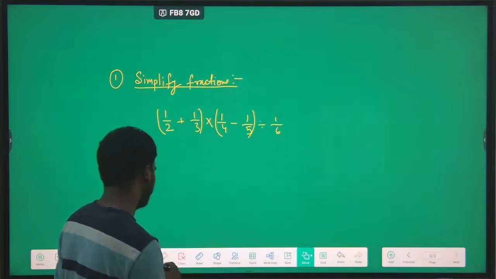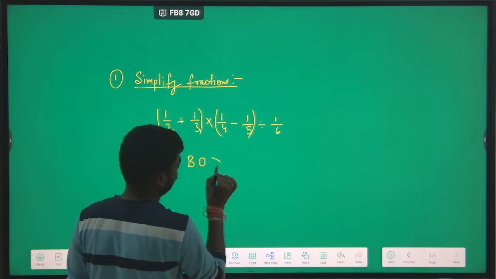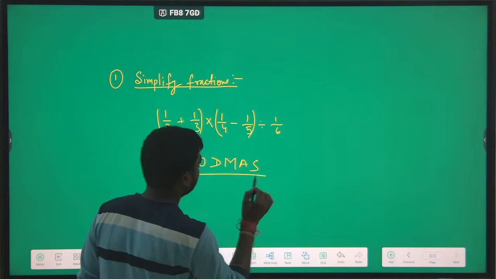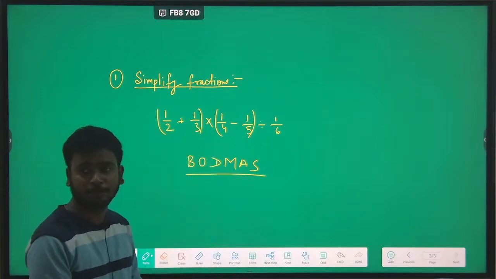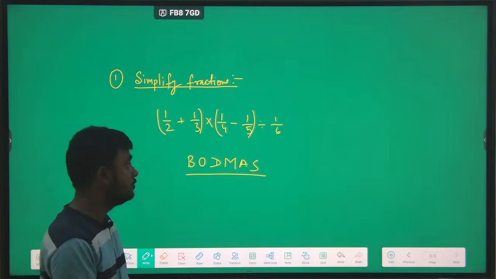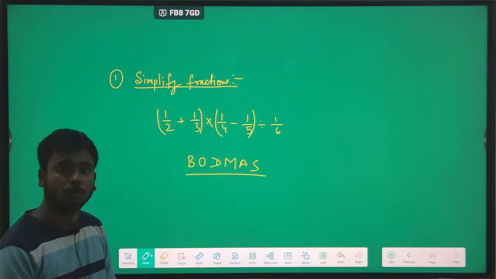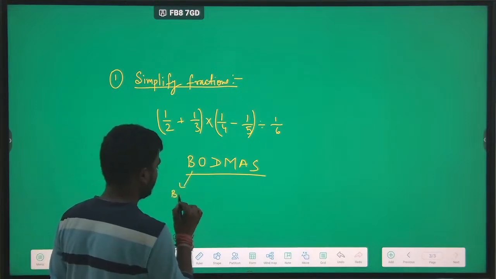So what will we do? We will use the BODMAS rule. Whenever there are mixed problems in which different operations are separated with different fractions, we use BODMAS theory. So B is for brackets.